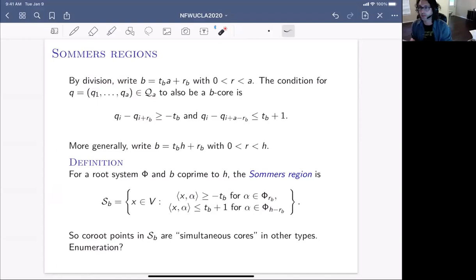Okay, so the point here is that you get this simplex, and the lattice points inside of that simplex, as long as things are coprime enough, that actually is a simplex, and there's some sort of beautiful numerology happening. But the point is that coroot points inside of the simplex are actually simultaneous cores in other types. And now you could ask, how many are there? As further evidence that this is a good thing, you get beautiful numbers. So let's move a little bit quickly here.